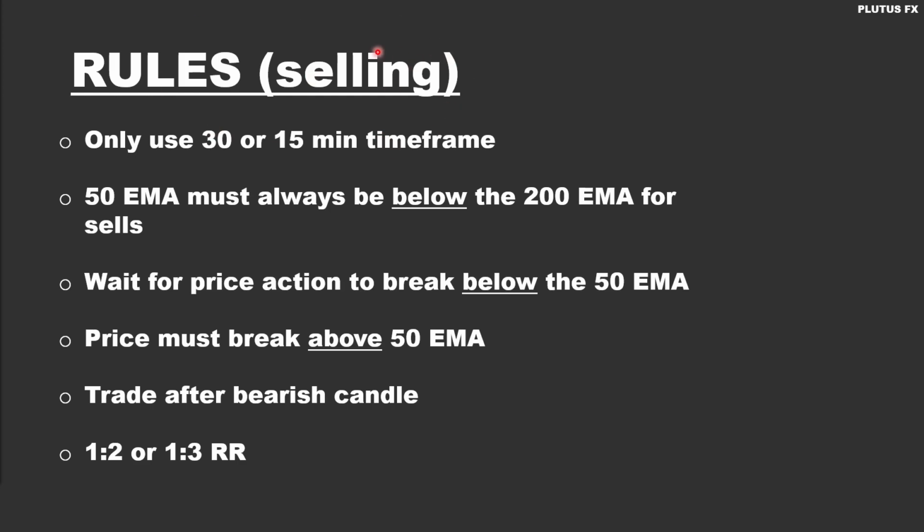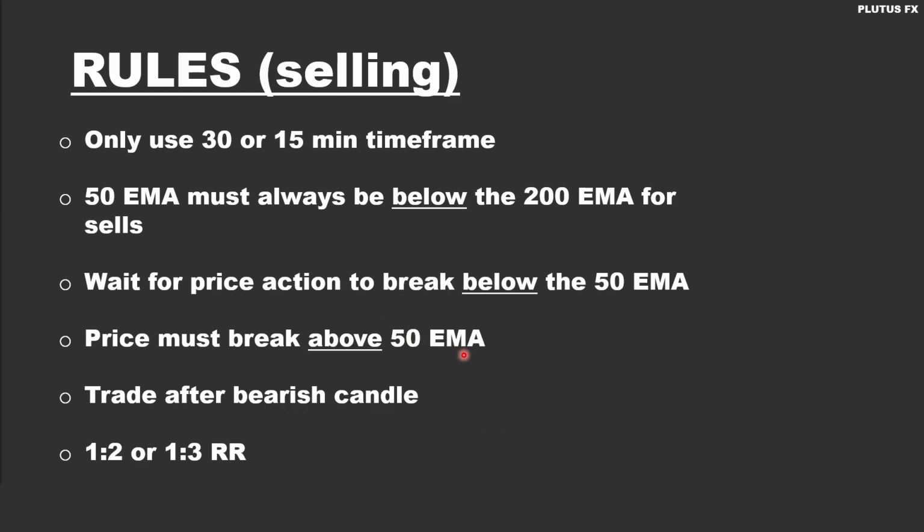We're only selling when the 50 EMA is below the 200 EMA. Now, I'll go through each thing, but we need to wait for price action to break below the 50 EMA. So we've got the 50 EMA, the 200 EMA, the 50 EMA must be below the 200 EMA, and the price action must break below the 50 EMA. Then the price must break above the 50 EMA, and we trade after a bearish candle.